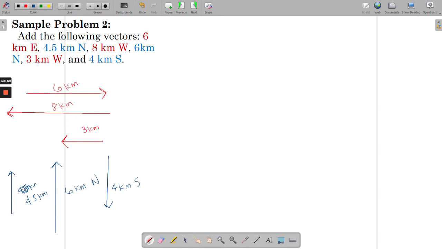For the graphical method, what you need to do to solve this is to connect the vectors in head-to-tail fashion. For example, you have the vector here going east, and then let's add your vector here. You want to connect the head of the first vector to the tail of the second vector. So let's start here. This is your 6 kilometers, and this is your 4.5 kilometers.